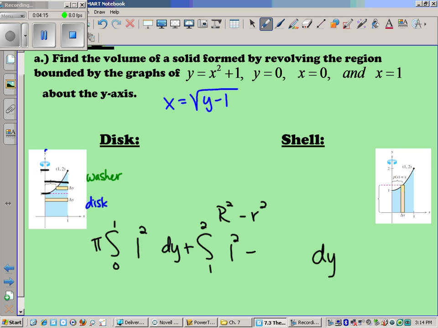But now because there's going to be a hole, I've got to subtract out my little radius. My little radius is what's going to cause that hole. So I need to go from my axis of revolution to the inside.